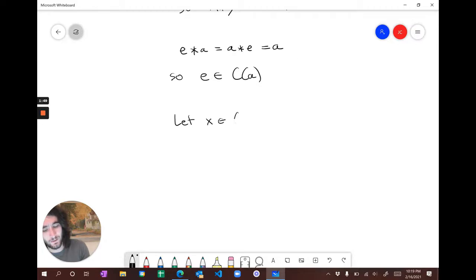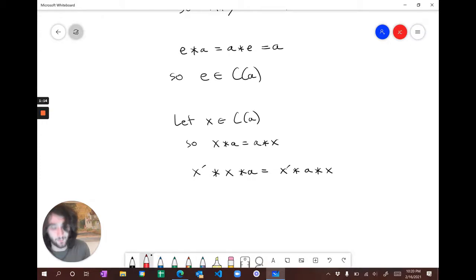So we pick a random element of the centralizer. We know that X times A is the same as A times X. And we've got to prove that that same thing is true for X inverse. Well, it is. Because check it out. We can take this equation and multiply both sides on the left by X inverse. The point of doing that is these cancel out because they're inverses of each other. So we just get a much nicer equation.